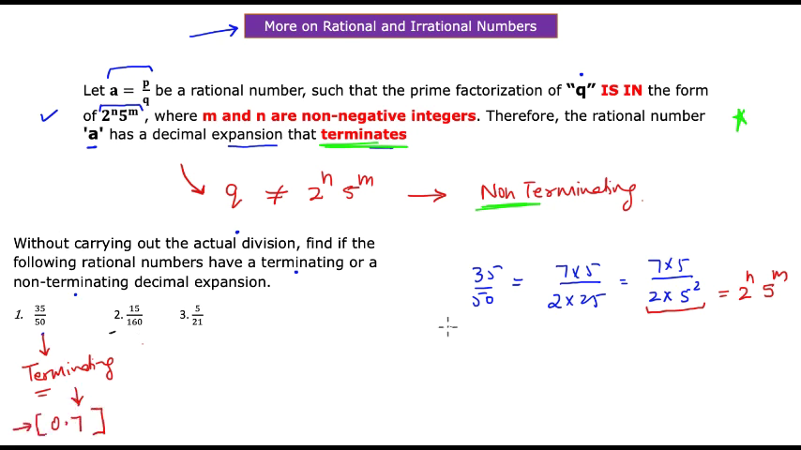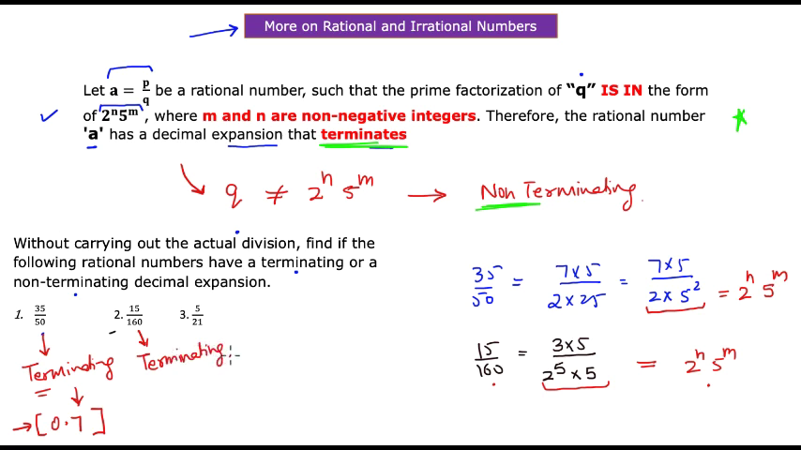And the second is 15 over 160. So when you expand those numbers, you will say that this is 3 times 5 and the denominator is 2 to the power 5 times 5. You must carry out this multiplication to check my mathematics. But you see, the point is that this denominator here can be equated in the form of 2 to the power n, 5 to the power m. So we say that this number will also result in a decimal number which will be terminating in nature, okay?